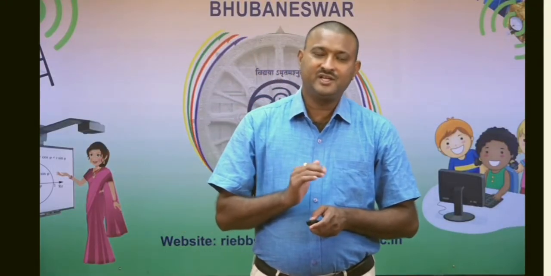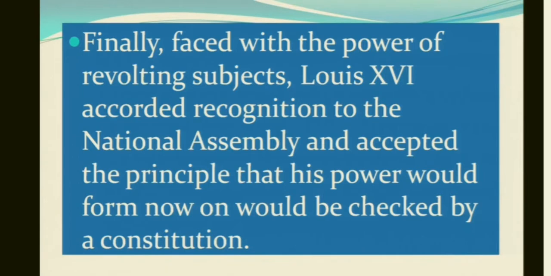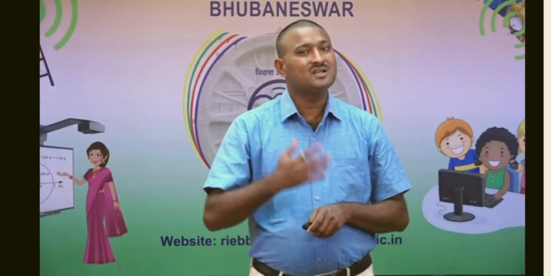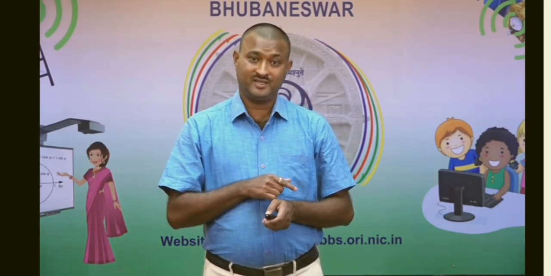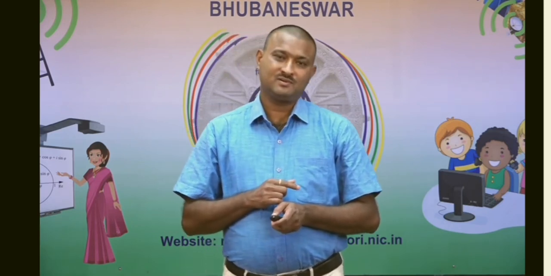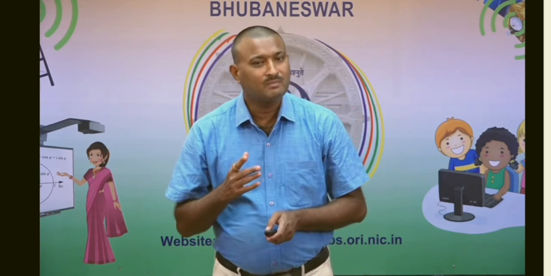Now, as a result of this, finally, the king got to know the power of the revolting subjects, and he accorded recognition to the National Assembly, and accepted the principle that his power would from now be checked by the constitution. It means what? It means Louis XVI surrendered in front of the National Assembly. That means this cleared the path for the establishment of a constitutional monarchy.